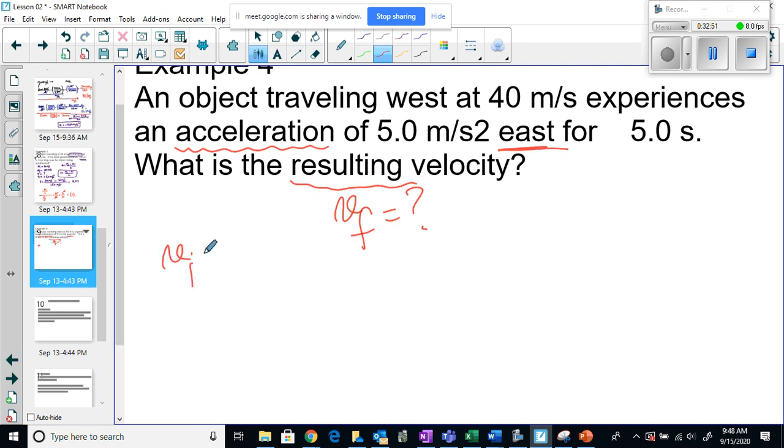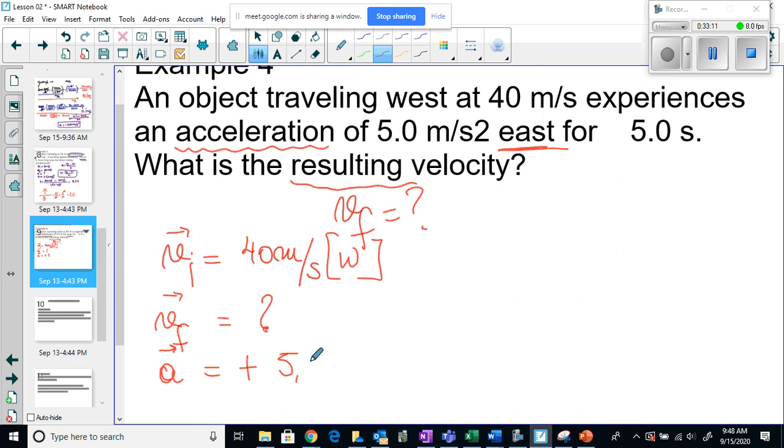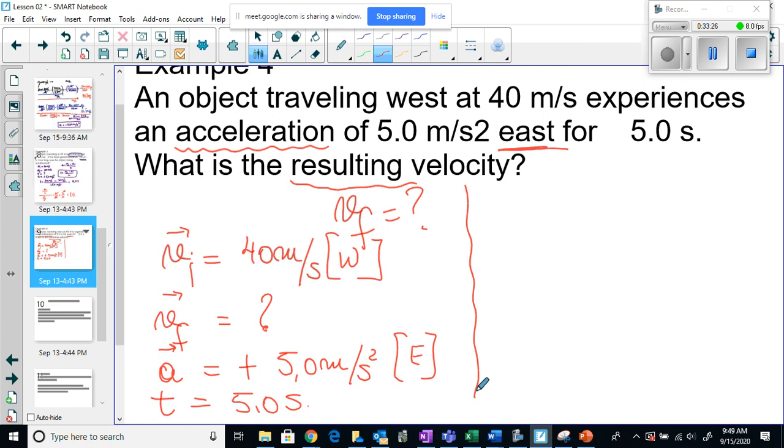So V initial is equal to 40 meters per second going west. And then V final is unknown. Acceleration is positive 5.0 meters per second squared going east. And time is a scalar quantity of 5.0 seconds. How are you going to do this? I want to see the answers. I'll leave you 5 minutes and then see the answers in the chat.